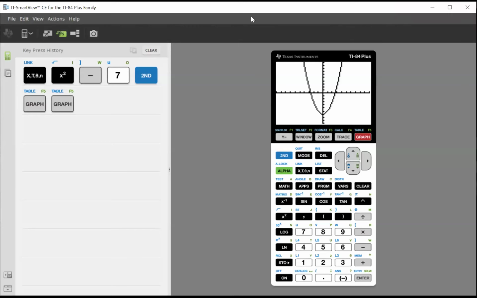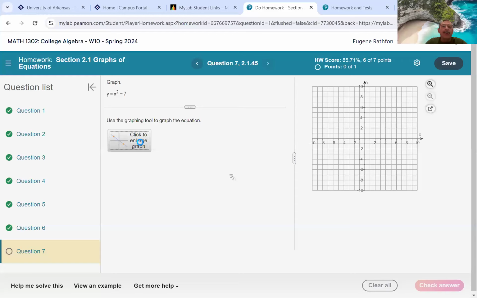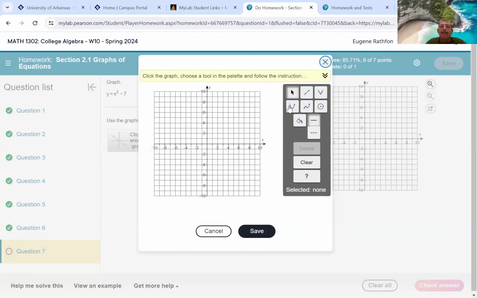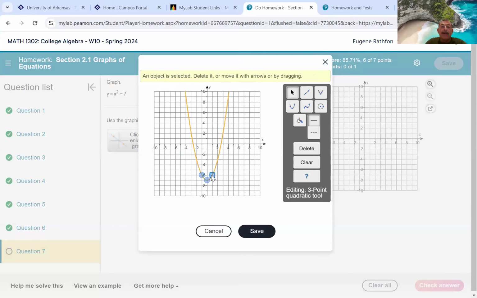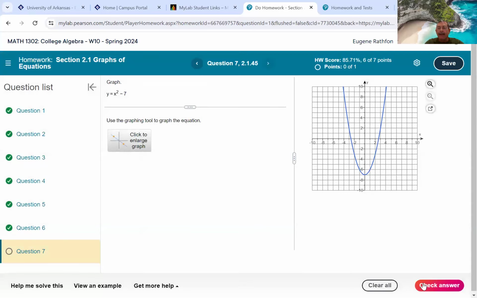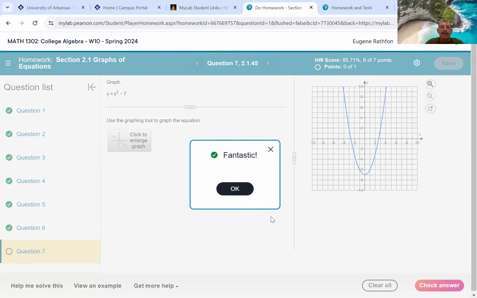Okay. So in MathLab, I'm gonna click the 3-point quadratic tool. So here we go. -1, -6. 0, -7. And then I had a +1, -6. All right, so y'all would save that, check it, and be done.